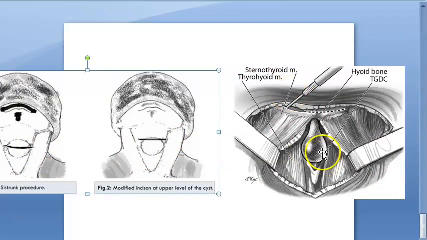And here they have shown that first you will encounter the ST, sternothyroid muscle, then you will open it up and see the thyrohyoid muscle. Here they are showing you the TGDC, that is thyroglossal duct cyst, which they will remove. And here they are showing the hyoid bone.